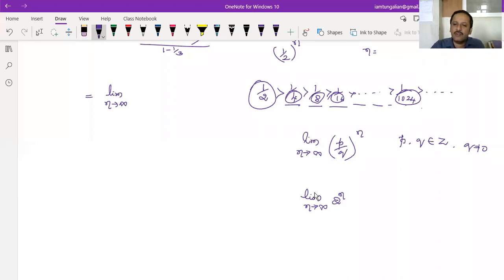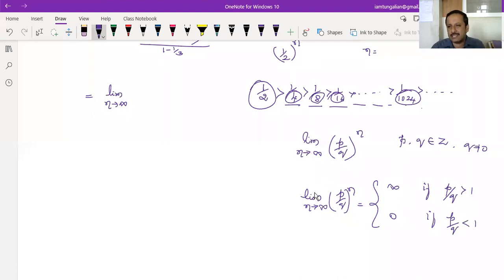So the limit as n tends to infinity of (p by q) whole power n, I can say, is equal to infinity if p by q is greater than 1. If that fraction is greater than 1, then this tends to infinity. And if that fraction is less than 1, then the answer will be 0, if p by q is less than 1.